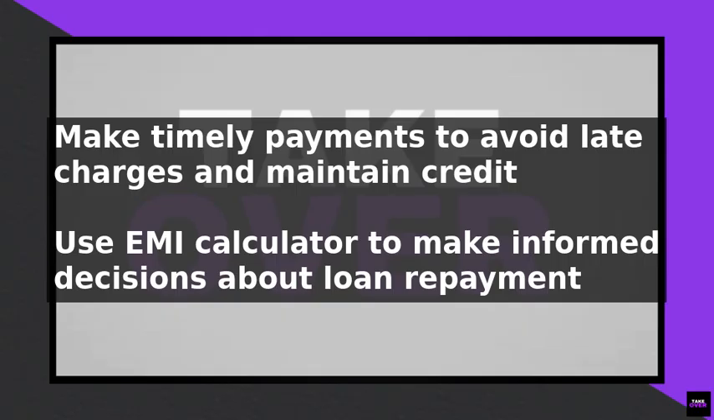Once your loan is approved, the lender will disburse the loan amount to your account, and you can start repaying the loan in monthly installments. It is essential to make timely payments to avoid late payment charges and to maintain a good credit score. By following these steps and using an EMI calculator, you can get a loan that meets your financial needs and make informed decisions about your loan repayment.